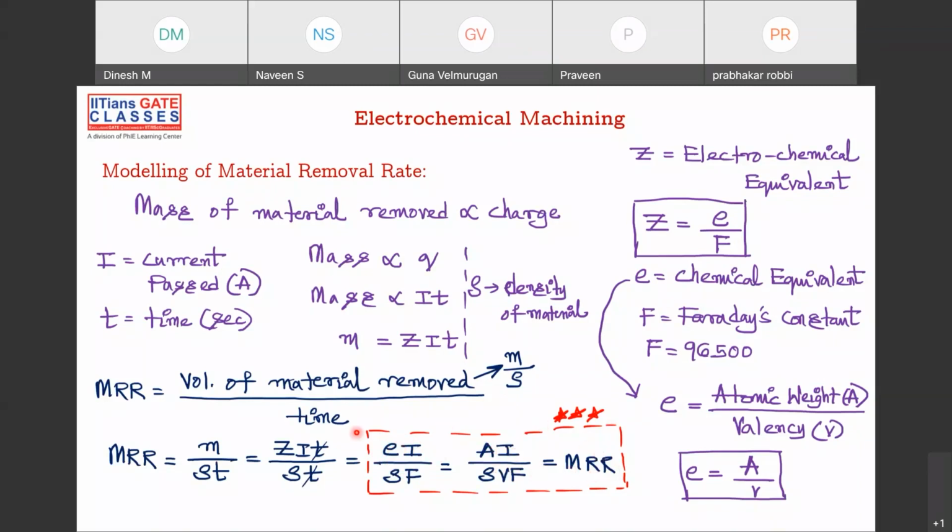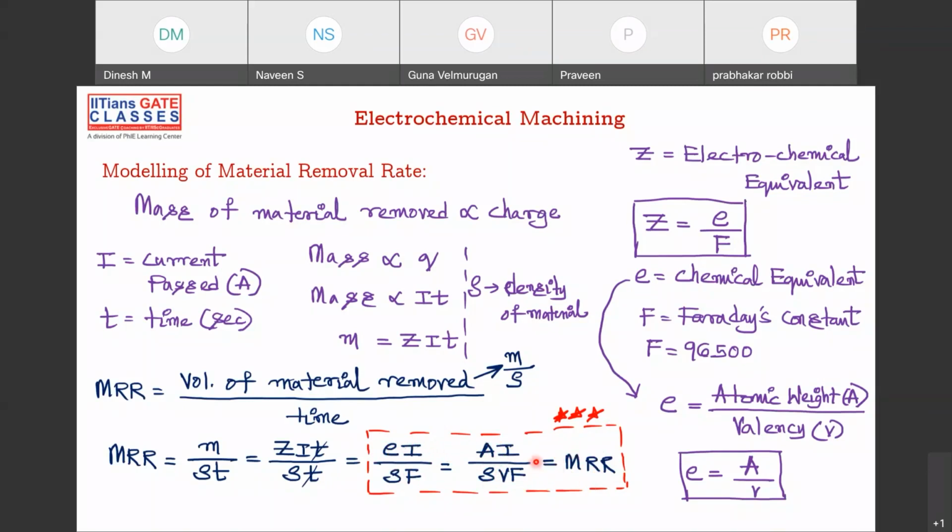So you have to remember this formula. If you want to remember it in terms of chemical equivalent, you remember it as EI by rho F, where E is equal to A by V, sorry. V is valency, A is atomic weight. Or else you directly remember this formula. How? AI by rho VF. Please write this formula.